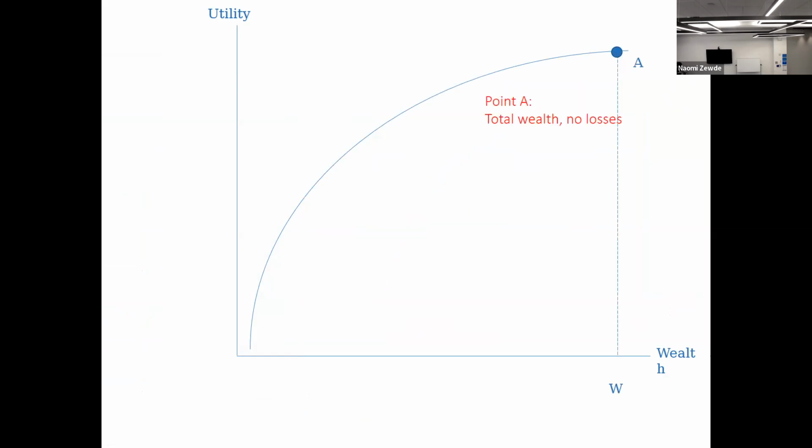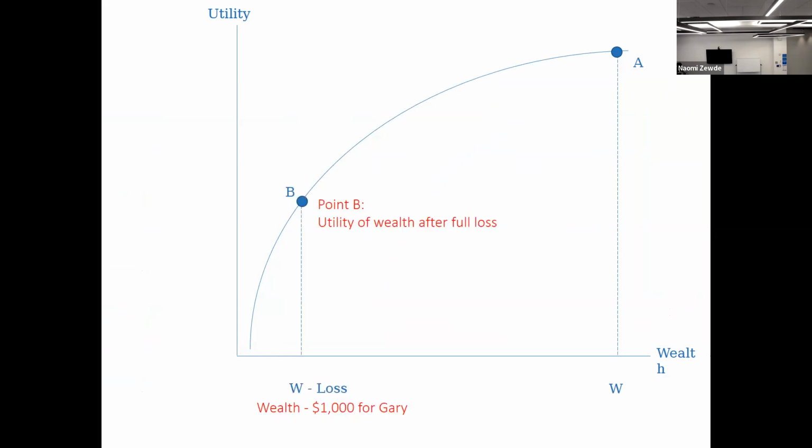Point A, we start with total wealth. We have no losses, no medical losses, nothing. And that's why we're all the way at the top of this x-axis here. Okay, and now let's say we incurred the full financial loss of whatever. So for Gary, that was like $1,000. Then we're down here, W minus loss. That's the lowest we might go.